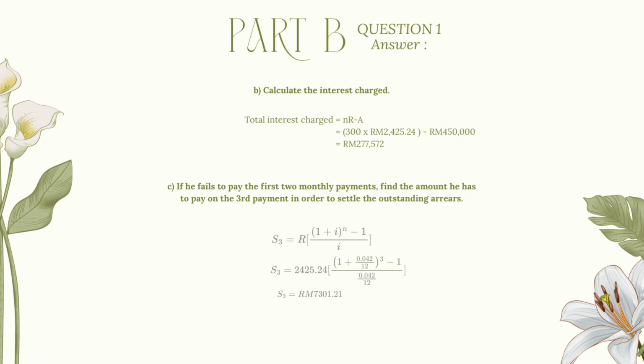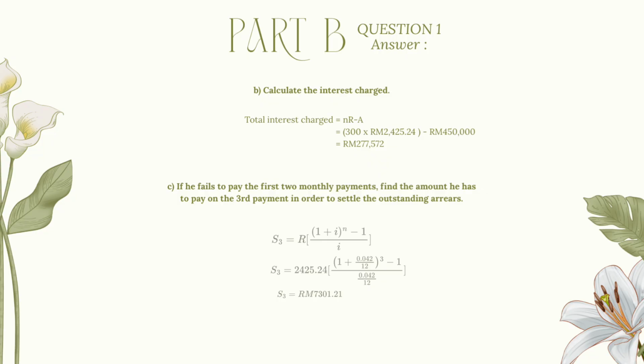Part B, question 1. B. Calculate the interest charge. Total interest charge equals nR minus A. Bracket 300 multiplied with 2,425 ringgit 25 cents, close bracket, minus 450,000 ringgit equals 277,572 ringgit.